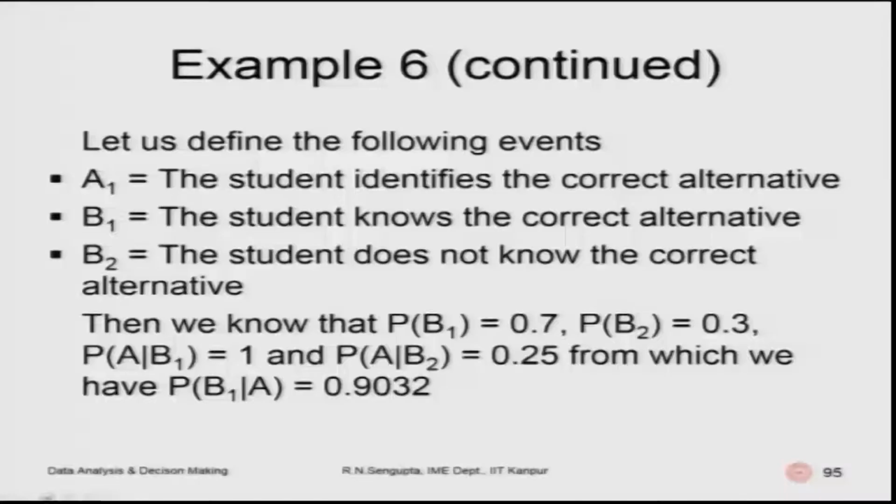So, if this is the case, now we will try to answer the question what is required. The answer required is the probability that the student knows the correct alternative, provided he has identified the correct alternative. We will just formulate it as a simple Bayes theorem given the problem and solve it. So, this is what we want to find.